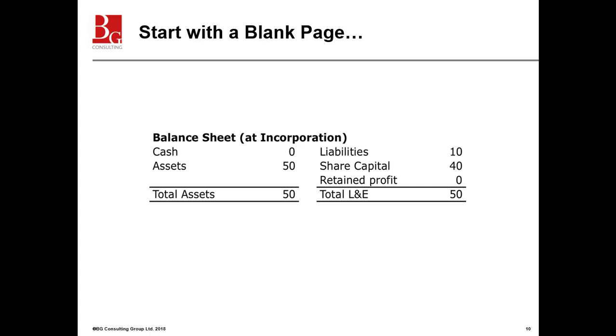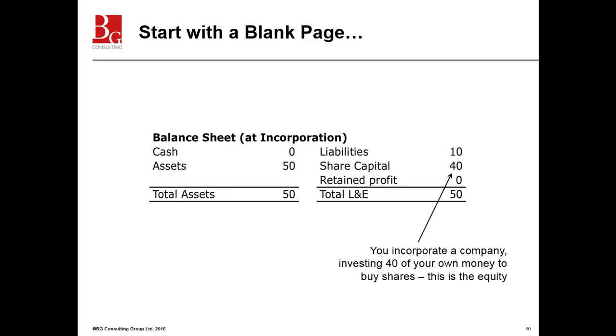Let's look at a real company example. So here we can see the balance sheet of a company. We start off by incorporating a company, which means setting one up, investing 40 of your own money to buy the shares, which is the equity. And so you see it here in the share capital. Your friend helps out and lends the company 10 interest-free. And so we have a total liabilities and equity of 50.